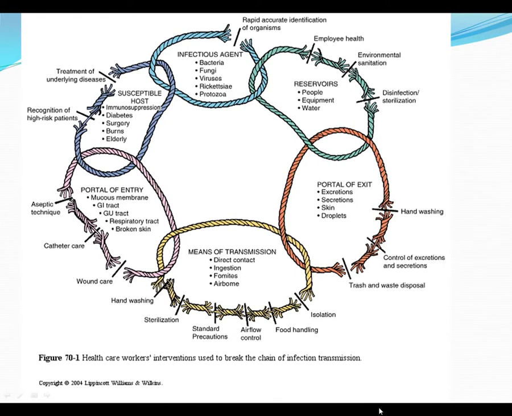The next link would be a portal of exit. The infectious disease needs a way to get out of the infected person so it can get onto the uninfected person, and this can happen through sneezing, through coughing, through blood, through body fluids, through a patient's secretions. So a couple of ways that we can stop that from happening is to control a patient's excretions and secretions by keeping their wounds covered. If they're coughing, putting a mask on them, removing trash and waste quickly, and obviously, again, hand washing.